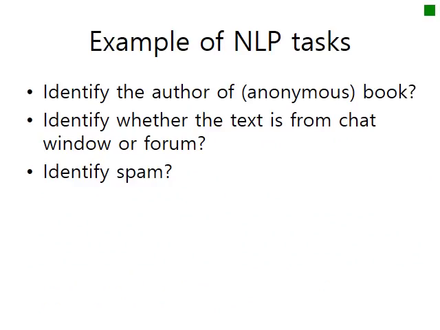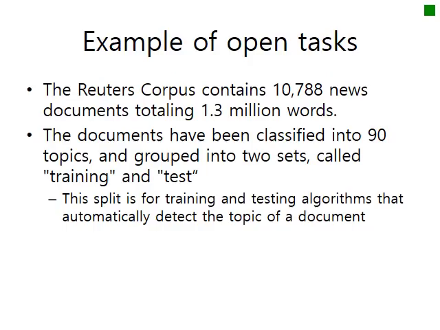Okay, so we can use this corpus and its statistical analysis to identify who is the author of the book, or whether the text is coming from a chat. And a very good example of AI that we use every day is a classifier that identifies whether an email is spam or not.